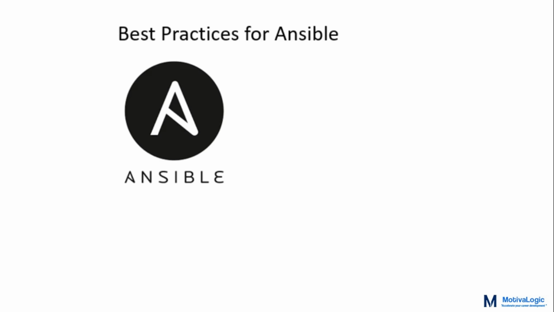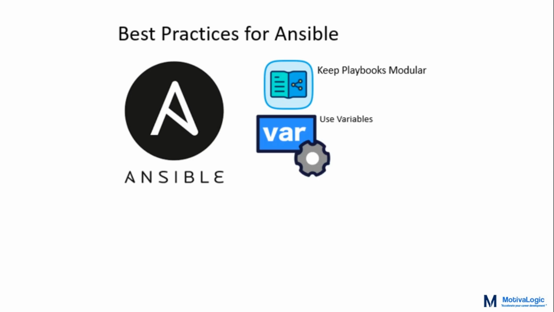Best practices for Ansible. 1. Keep playbooks modular by splitting large playbooks into smaller, manageable roles and include them as needed. 2. Use variables by storing configuration settings in variables to avoid hard-coding values for configurations that may change, and provide default values where possible. 3. Handle secrets properly by using Ansible Vault to encrypt sensitive data, like passwords and API keys.